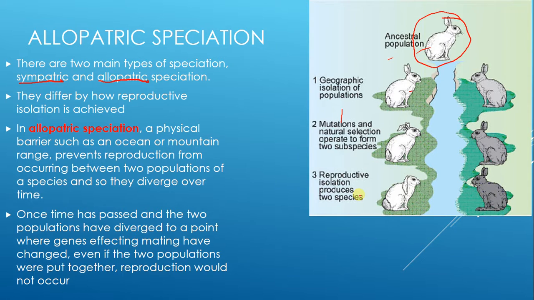As time passes and the two species diverge via natural selection enough, some of the genes that are affected by this natural selection may involve mating, and then even if the two species were put in the same area, they wouldn't or couldn't reproduce with each other, and two new species have occurred. So we know speciation has occurred once you can take the two separated populations, put them back together, and they won't breed or produce fertile offspring.